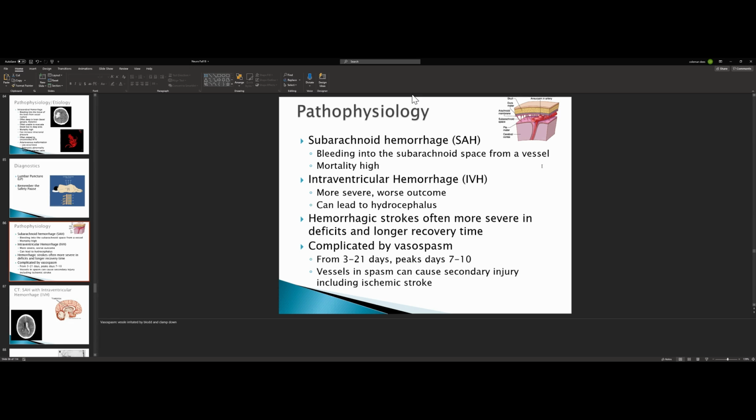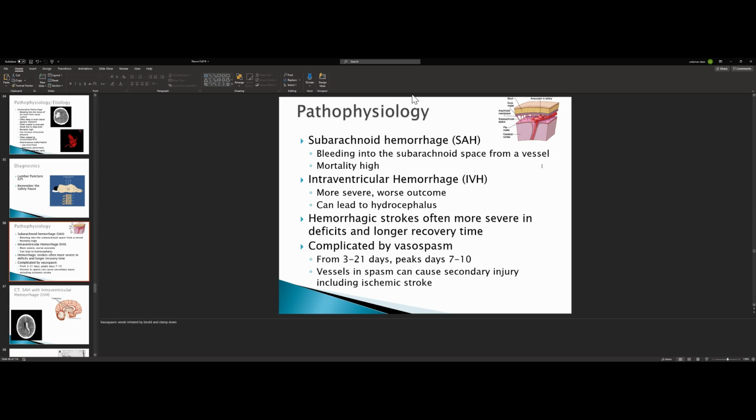One of the primary complicating factors in subarachnoid hemorrhage is vasospasm. The leading theory as to why this occurs is that the blood breakdown within that subarachnoid space sits on the vessels and begins to irritate the vessels and can cause them to spasm shut.